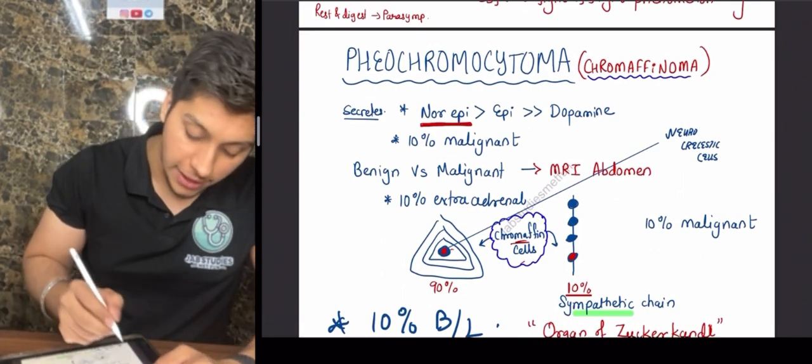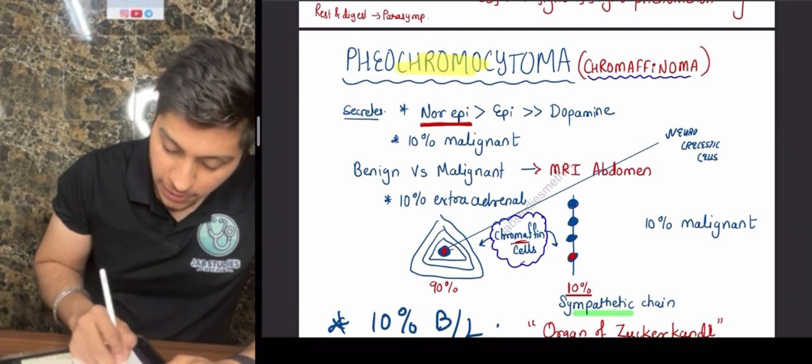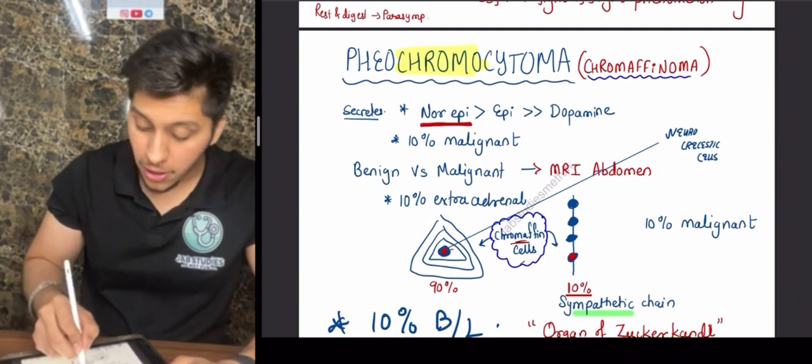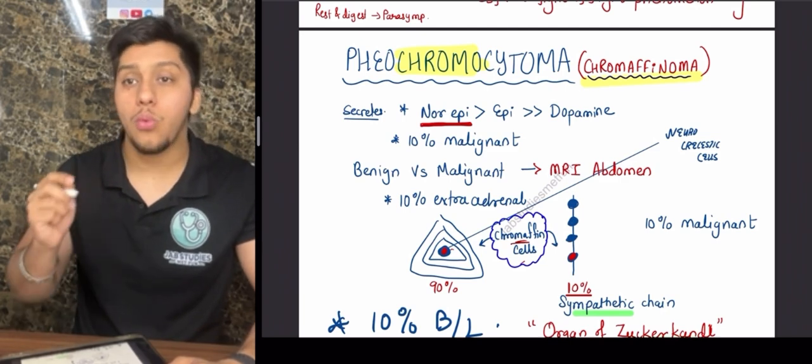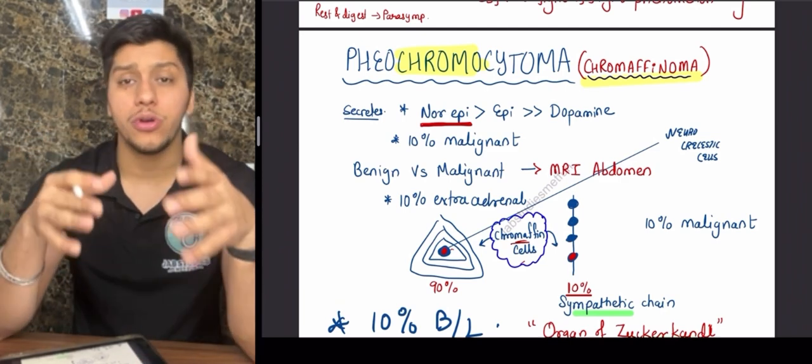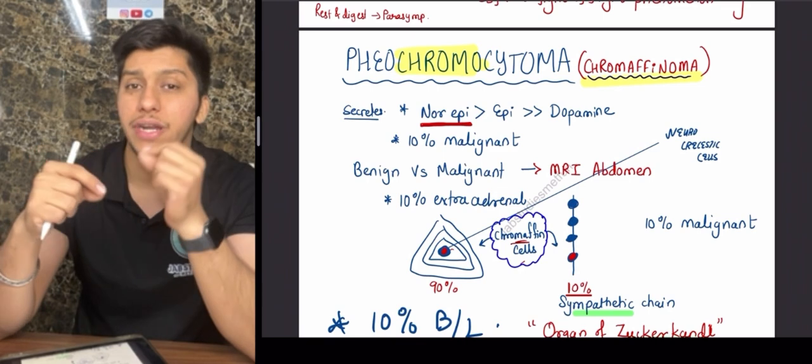Pheochromocytoma, if you notice one thing, in pheochromocytoma, "chromo" comes. Right, so if chroma is there, it is also known as chromaffinoma. This is a PYQ. Now, what is this basically? This is basically a tumor of the adrenal gland. Specifically, it goes and attacks the medulla.